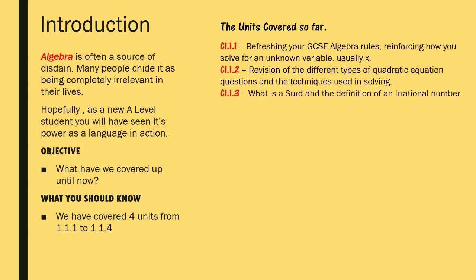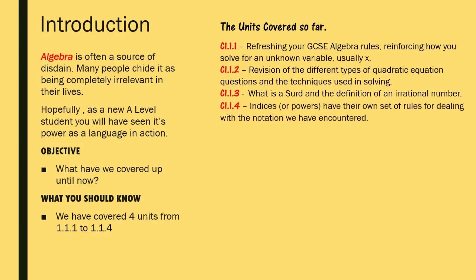In the third one, we looked at surds, the definition of a rational and irrational number, and how to simplify and work with surds. And the fourth part was how we work with indices, their own set of rules for how we deal with indices or powers, and the notation we've encountered.